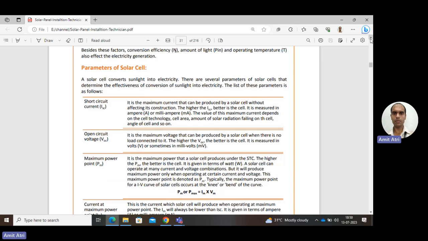Next is maximum power. Power is basically the product of current and voltage, because here we are generating DC. So we will be dealing only with current and voltage; phase and power factor we won't be dealing with here. The higher the value of PM, the maximum power, the better the cell. It is measured in watt.